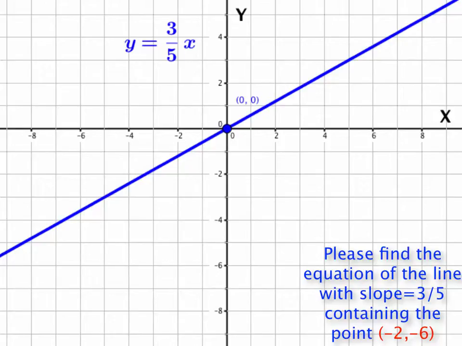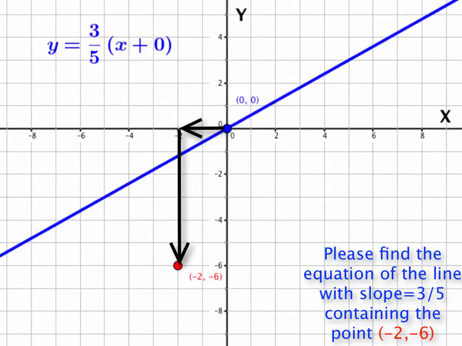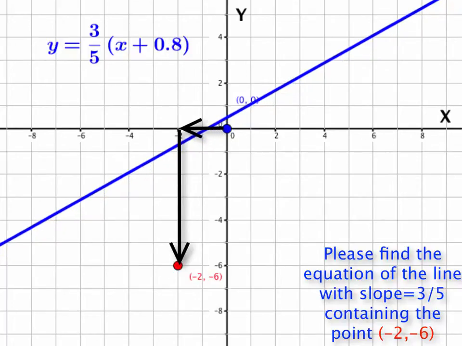But if we wanted to contain the point (-2, -6), well, I think what we need to do is take this original graph and move it left 2 units and down 6 units. Again, we know exactly how to do that. I'm going to walk you through it, but maybe you can try anticipating it right now. Well, in order to move our graph left 2 units, all we need to do is replace the x in our equation with an x plus 2.